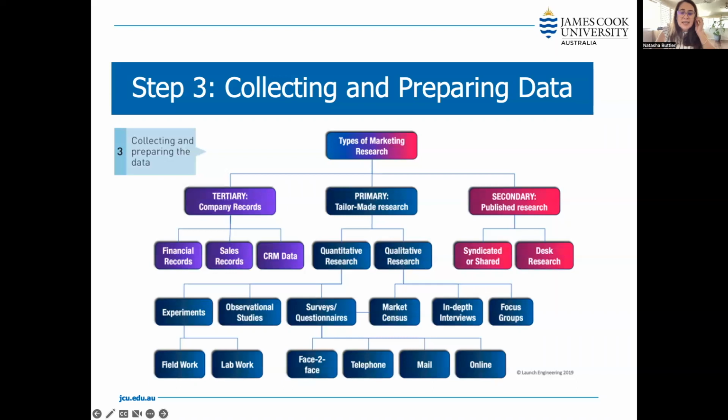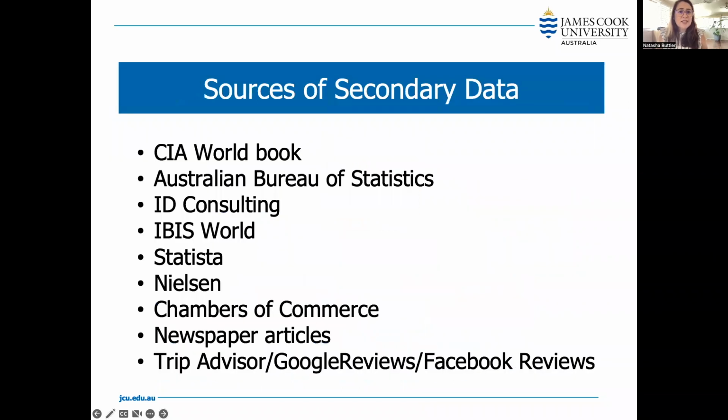Whereas secondary data is data that's already been collected for another purpose, and we're able to access that. So that could be things such as reports and statistics that are held by the Australian Bureau of Statistics, industry publications, social media websites, marketing and consumer lists, etc. So let's have a look at some sources of secondary data.